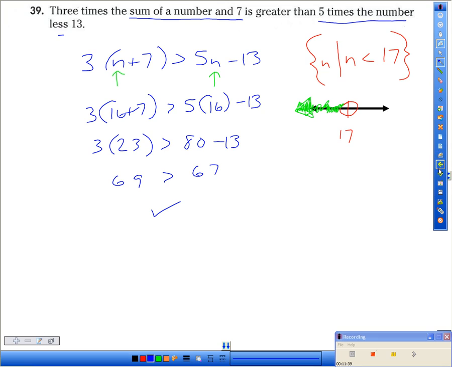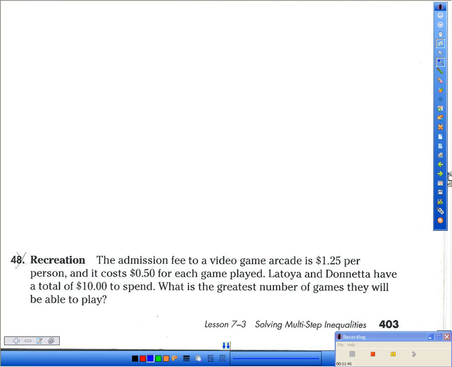So that's number 39. If you look at number 48, number 48 says the admission fee to a video game arcade is $1.25 per person, and it costs 50 cents for each game played. So we said a minute ago that anytime we see the word each or per, we're going to be thinking about multiplying. So LaToya and Donetta have a total of $10 to spend. What is the greatest number of games they will be able to play?